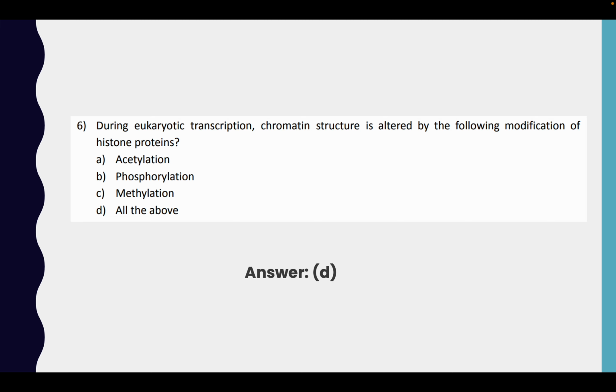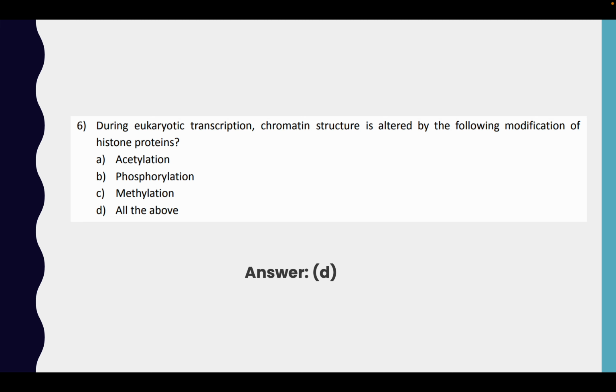Acetylation, phosphorylation, and methylation, all these alter the chromatin structure during eukaryotic transcription, with acetylation being the most widely associated with open chromatin and increased transcriptional access, because we are talking about eukaryotic transcription here. Okay, so talking about acetylation, this modification generally leads to a more relaxed chromatin structure, allowing easier access for transcription factors to DNA. Okay, now phosphorylation, it can contribute to chromatin remodeling as it is often associated with transcriptional activation.